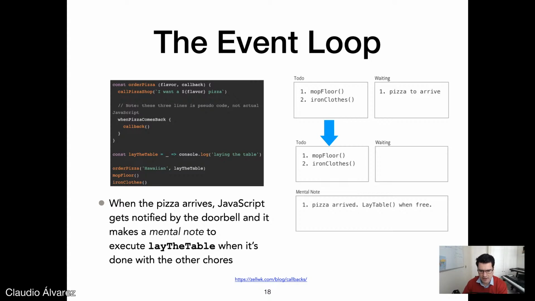Entonces, when the pizza arrives, JavaScript gets notified by the doorbell and it makes a mental note to execute lay the table when it's done with the other chores.